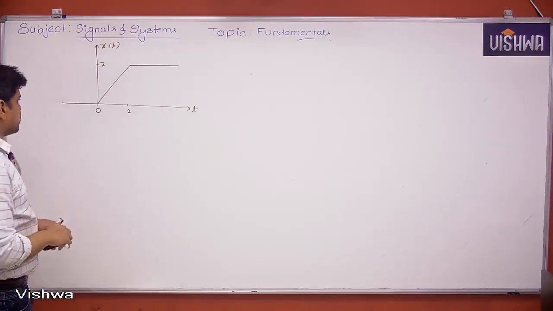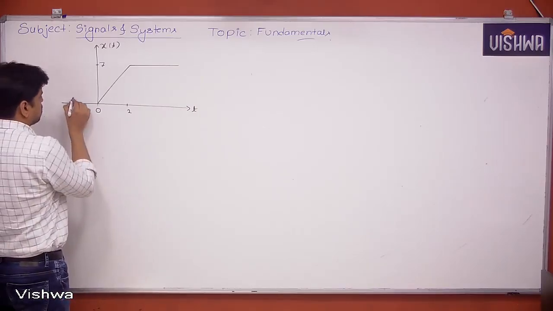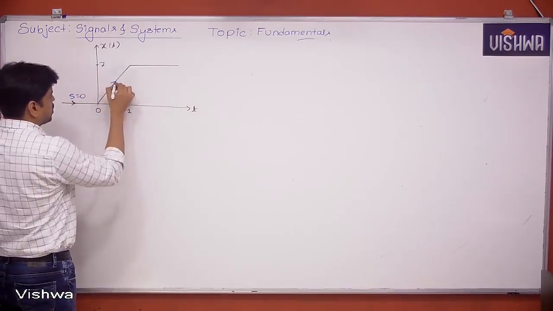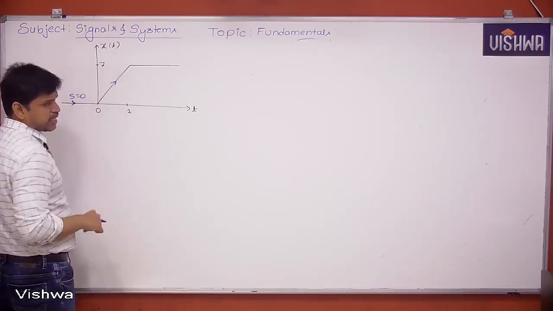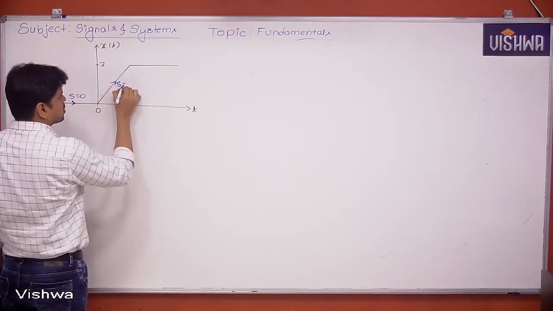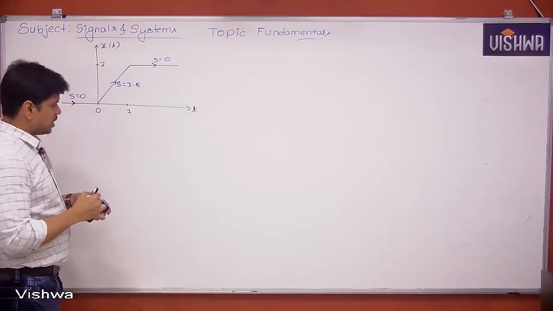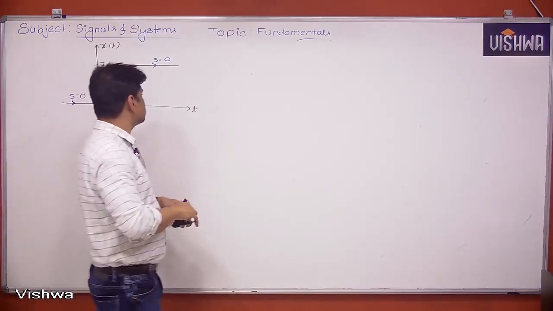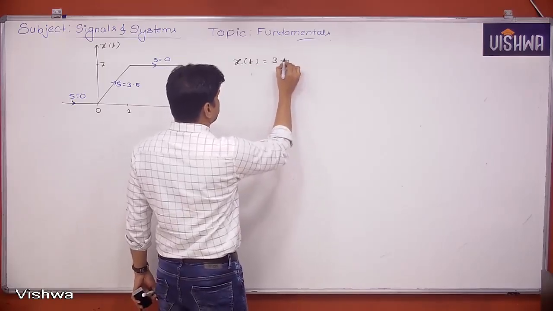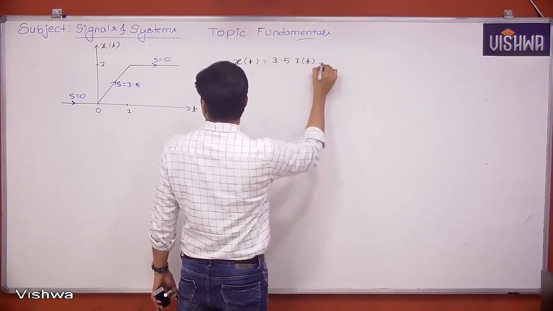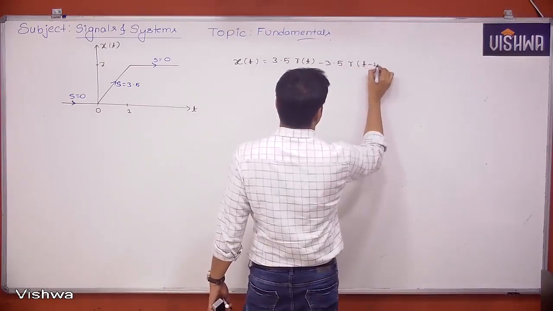To find the expression for x of t, we have to find the slope of each line. We don't have any step function here. Slope is 0. What is the slope of this line? 2 units x-axis, 7 units y-axis, 7 by 2, that is slope is 3.5. Horizontal line slope is 0. So directly we can write x of t is equal to 3.5 r of t minus 3.5 r of t minus 2.